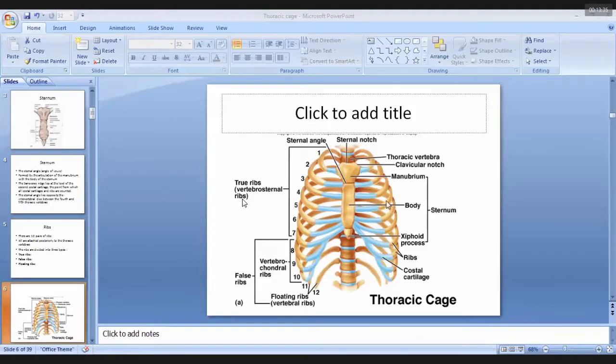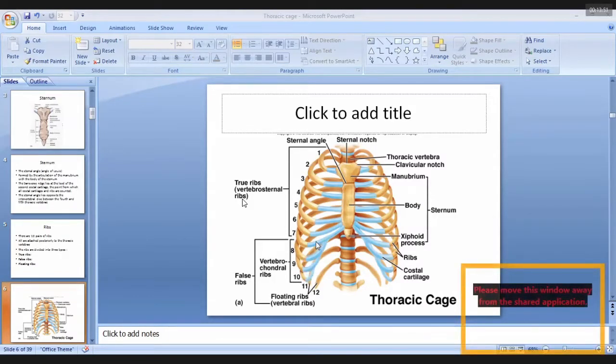The true ribs, 1 to 7, are known as true ribs because they directly attach to the sternum through their respective costal cartilages. Ribs 8, 9, and 10 are known as false ribs because they indirectly attach to the sternum by formation of this costal margin that is attached to the seventh costal cartilage. Then the floating ribs have no attachment with the sternum, they float in the abdomen.